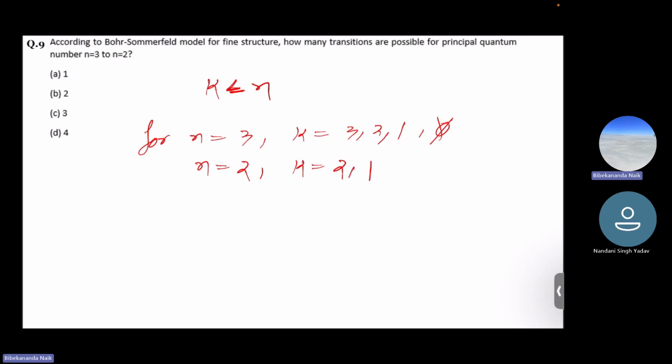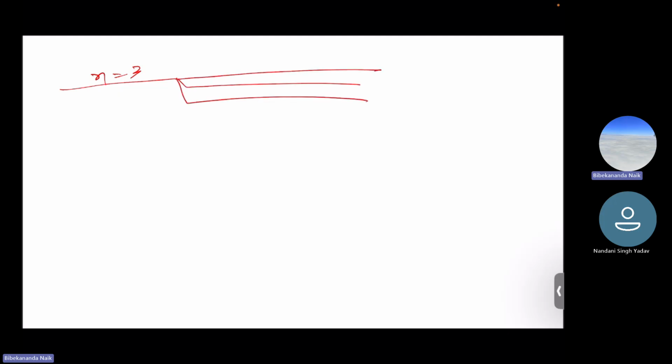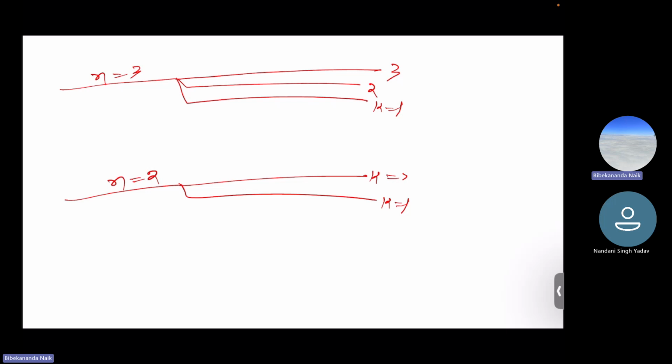So what will be the selection rule? The selection rule is delta k is plus minus 1. Now let's arrange the levels. This is n equal to 3 according to Bohr, but in Sommerfeld's theory that gets split into three levels depending upon the k values. So k is 1, 2, 3. Similarly n equal to 2 gets split into two levels, k is 1, k is 2.